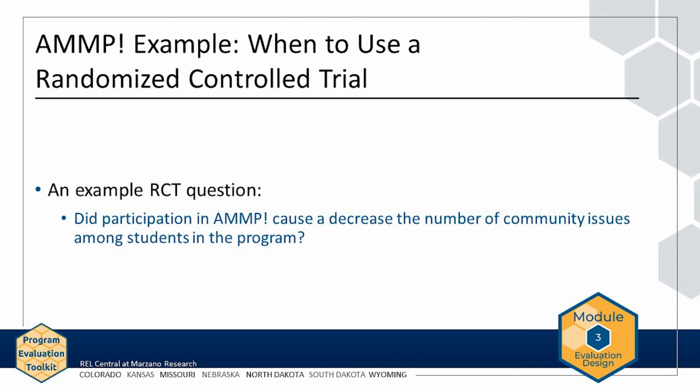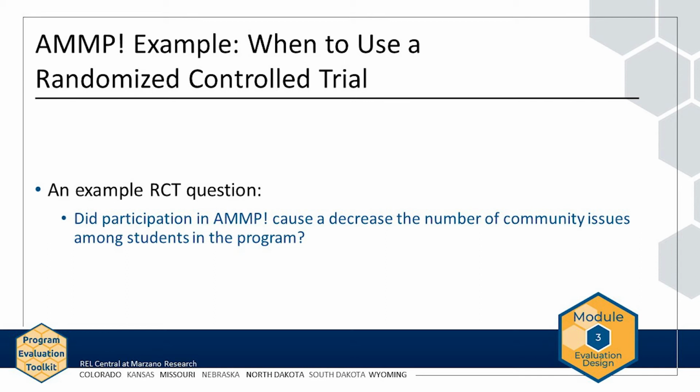Now for an RCT example. Let's suppose that the AMMP evaluation team has the funding and support to roll out the program to only a limited number of students in a subset of schools. Students in some schools will be randomly assigned to use AMMP, and students in other schools will be randomly assigned to continue with the business-as-usual condition, in which no after-school program is offered. This design, if well executed, generates the strongest possible evidence for the team as it works to evaluate whether AMMP participation has decreased the number of issues in the community.